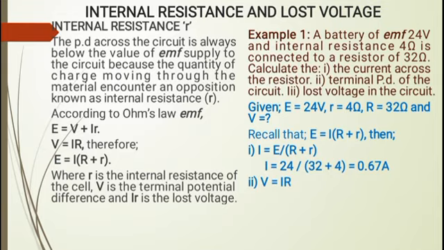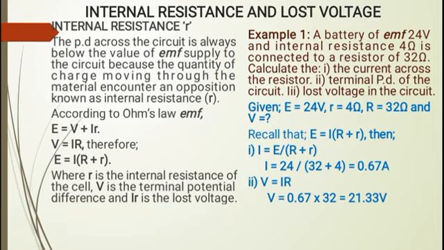Using the value of the current and the value of the load, 32 ohms, we can determine our terminal potential difference, which is equal to I capital R, that is the product of current and the load. And that is given as 0.67 multiplied by 32, which is equal to 21.33 volts.